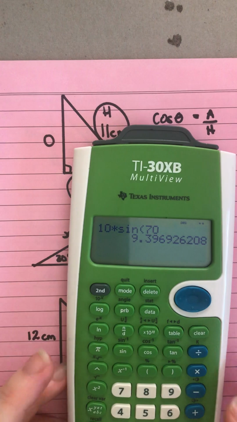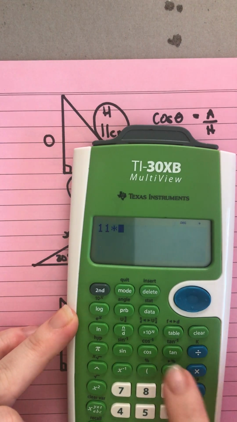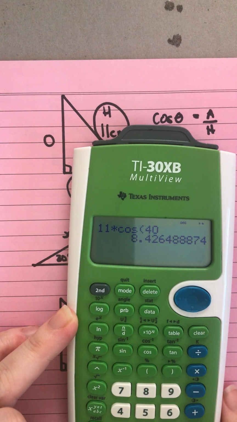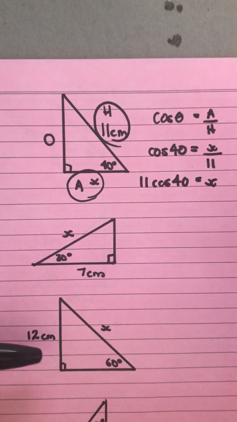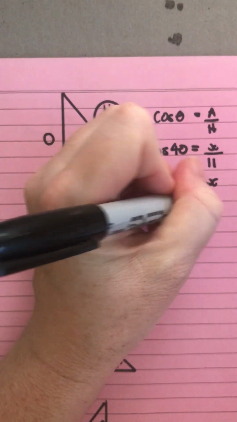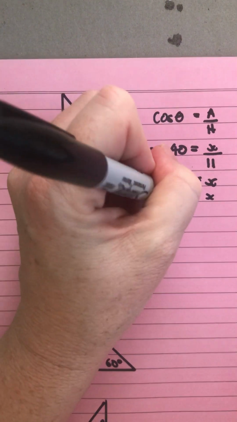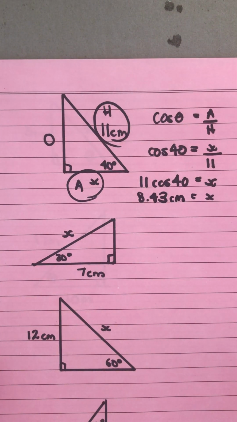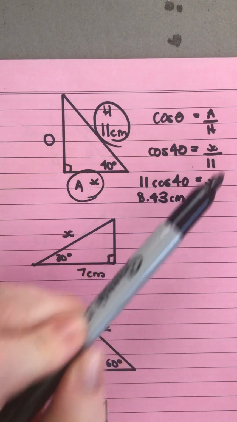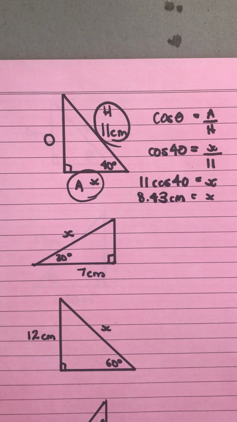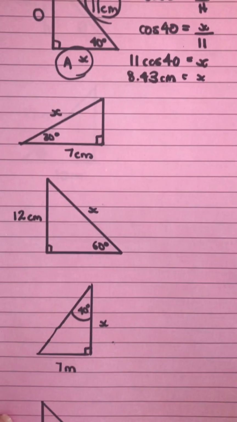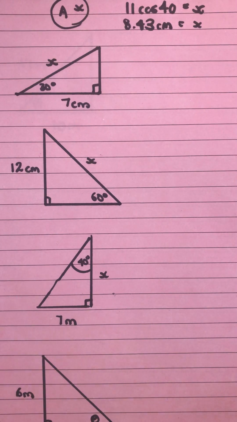Grab my calculator. And I get 8.426, so I'll round that to 8.43. And that is going to be centimetres. Now, I've tried to give you an example of every type that you will come across. So I've done where our unknown was on the top of the fraction for tan, sine and cos. And now I'm going to look at the next set where our unknown is going to be on the bottom.